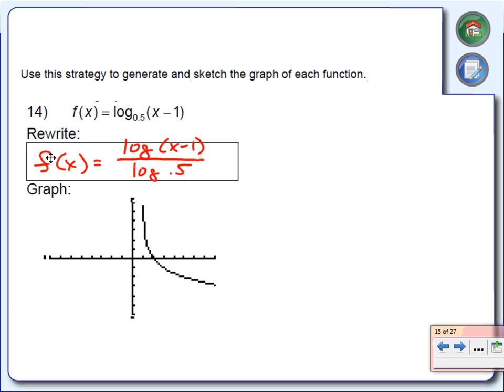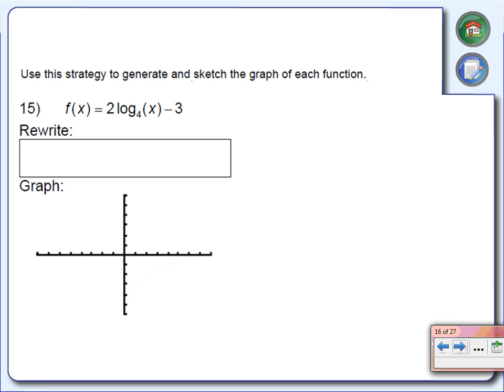And we got one more graph to look at. It's a little bit trickier here. Number 15, we have f of x is equal to 2 times the log base 4 of x minus 3. So I want to know, what does that graph look like? Well, the first thing I got to do is rewrite this thing. The question is, how do I rewrite it? What's my numerator?